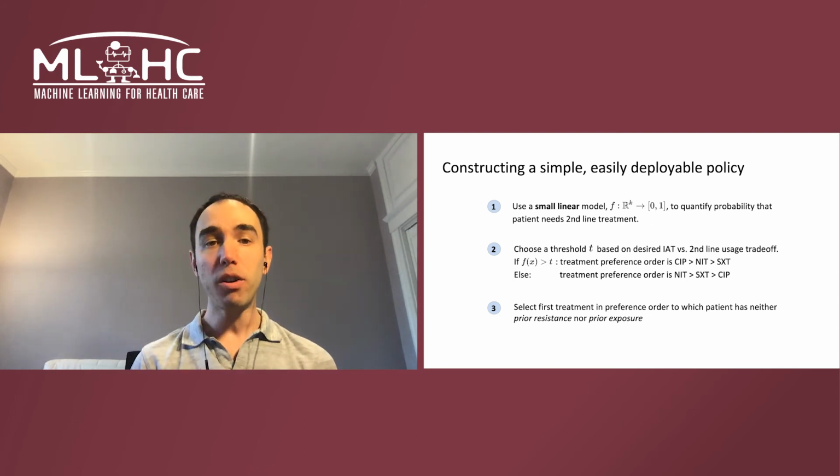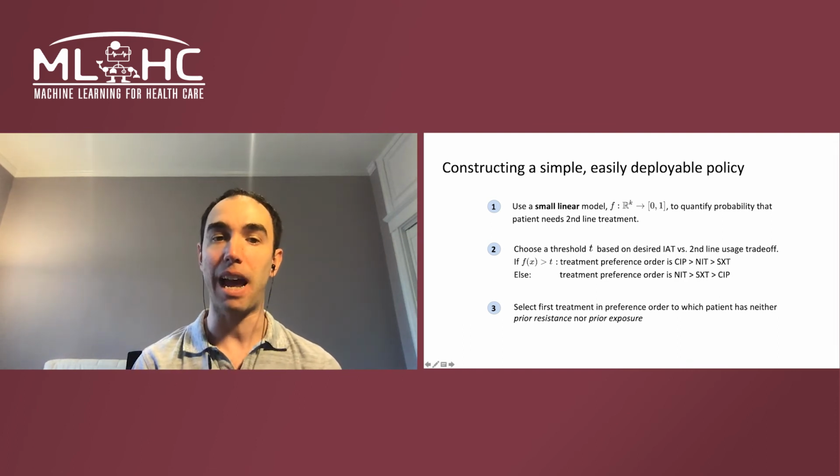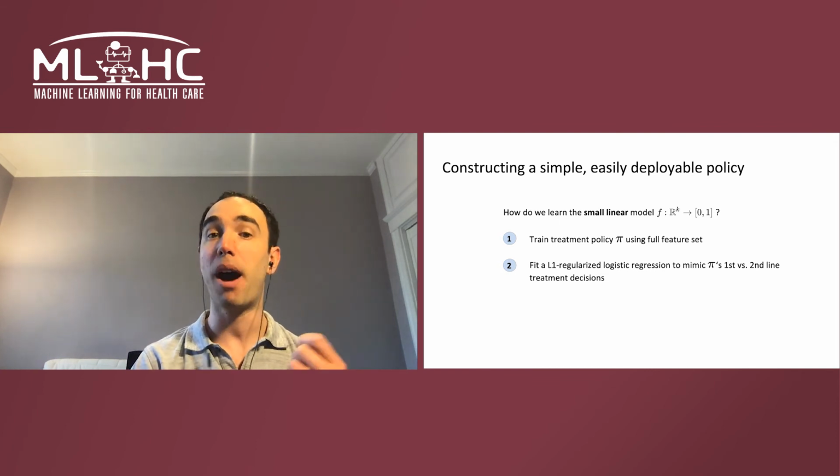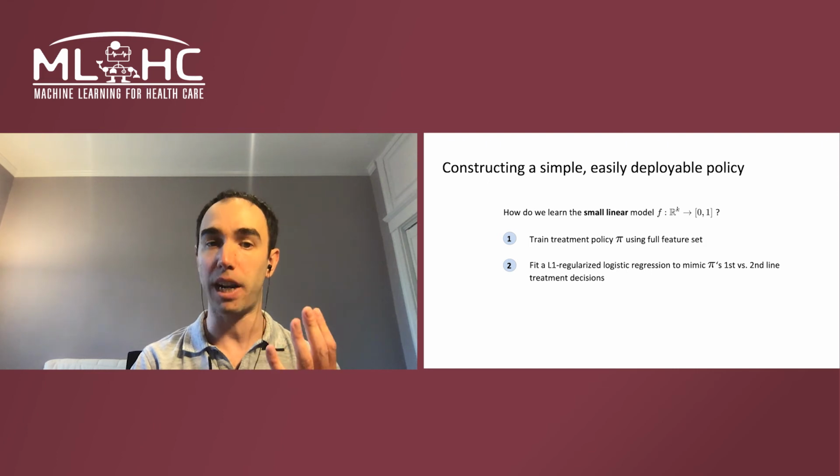So this is the policy, and what I haven't yet specified is how we learn that now small model F to quantify whether the patient needs second-line treatment or not. To do that, we take the original policy pi that was learned in the full feature set. Again, pi is choosing among 4 different antibiotics.